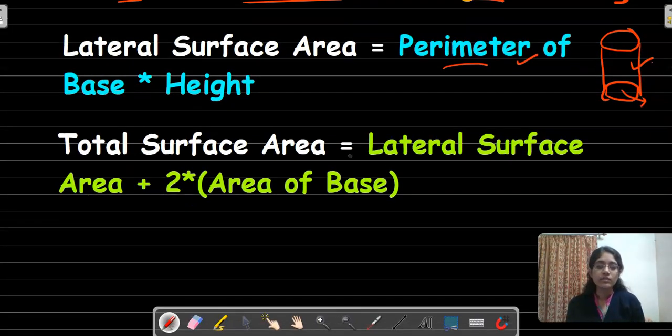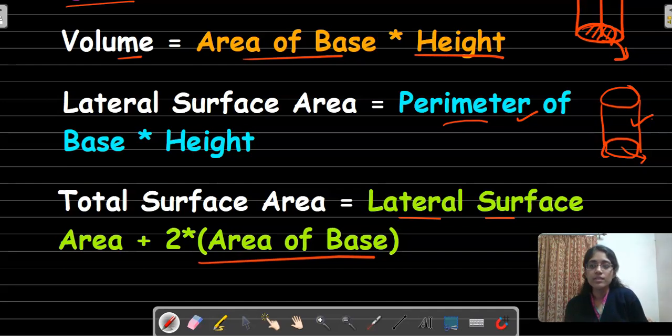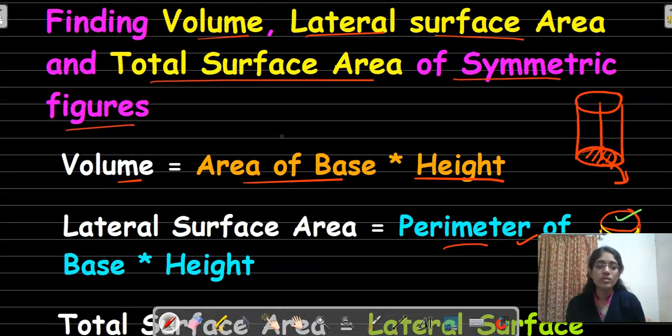Now how to find total surface area? That is lateral surface area plus 2 into area of the base. So lateral surface area is the side, the surface area of these portions. Now you have to find the total surface area. That's why you have to add the base areas too. So in case of symmetric figure, we have 2 base areas. So there is 2 into the base area. So these are the general formulas for finding volume, lateral surface area and total surface area of symmetric figures. Now let's see the specific cases.